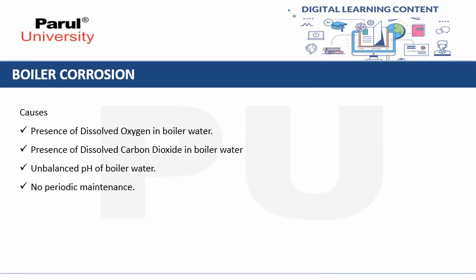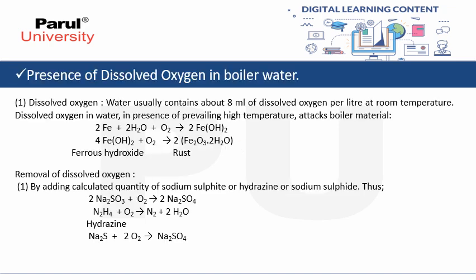The causes of boiler corrosion are the presence of dissolved oxygen in boiler water, the presence of dissolved carbon dioxide in boiler water, unbalanced pH of the boiler water, and no periodic maintenance of the boiler. Let us see all these causes one by one. How the water affects boiler corrosion.